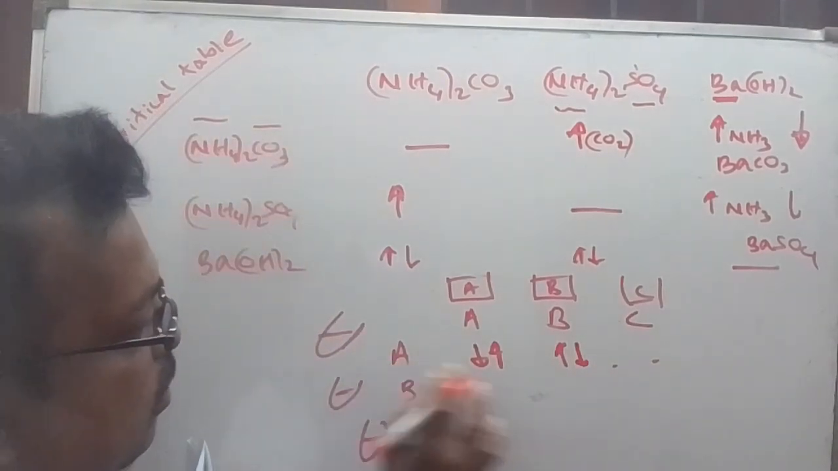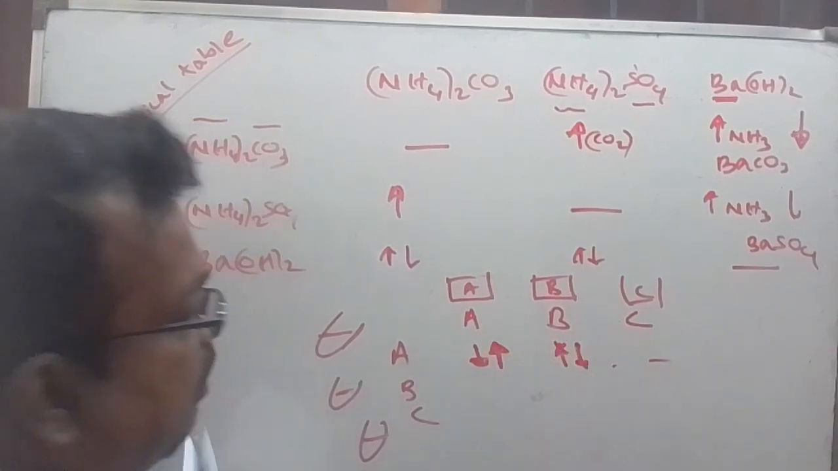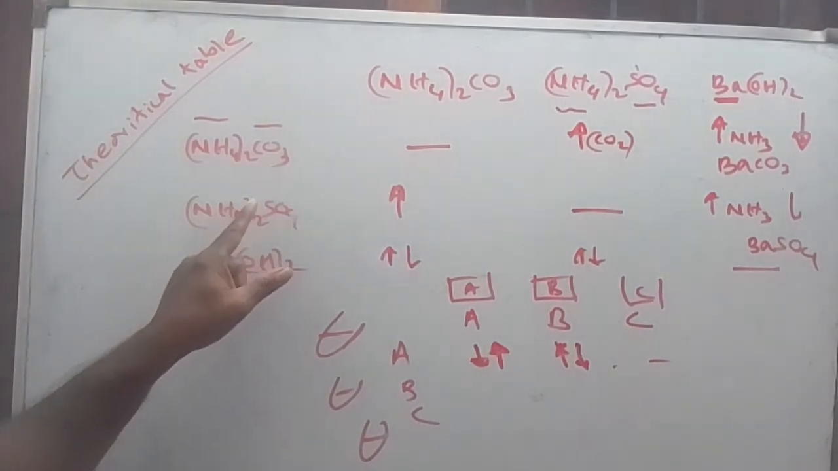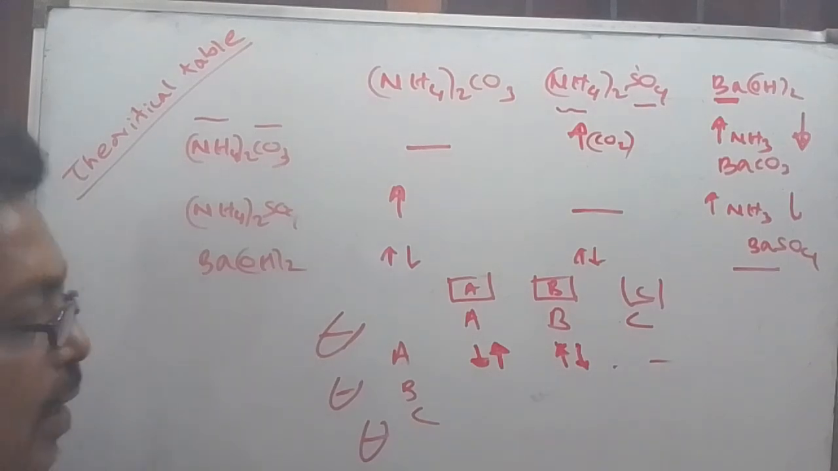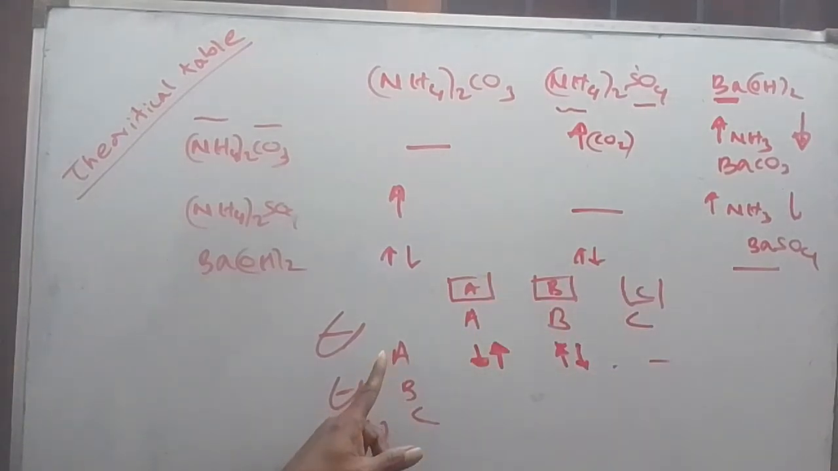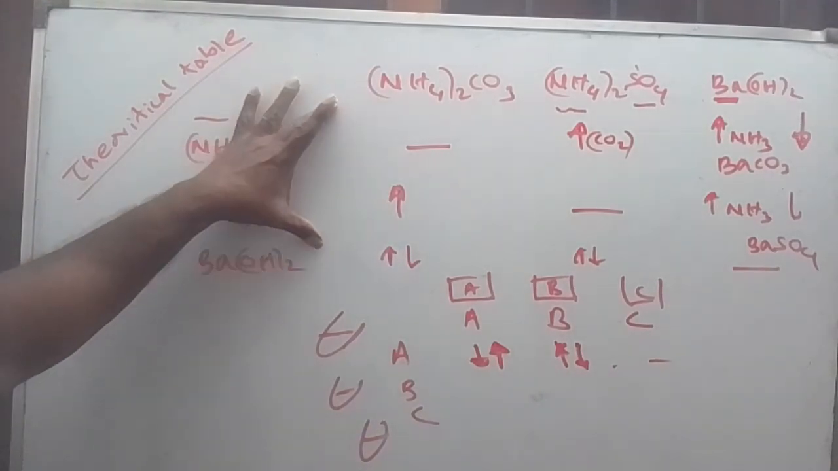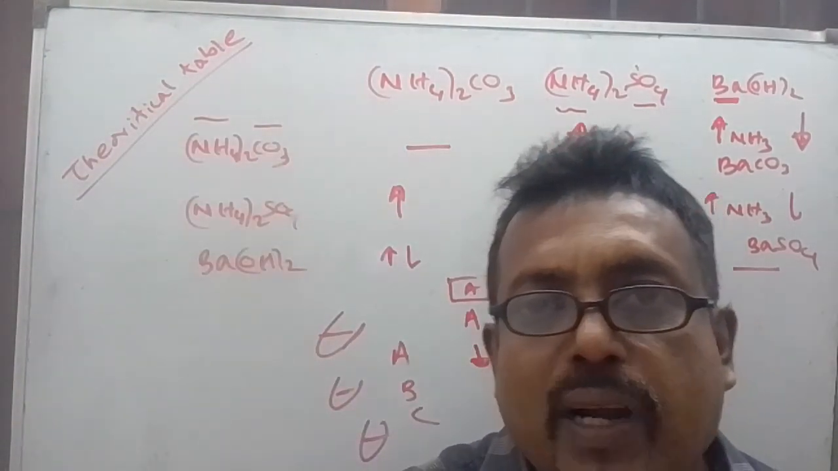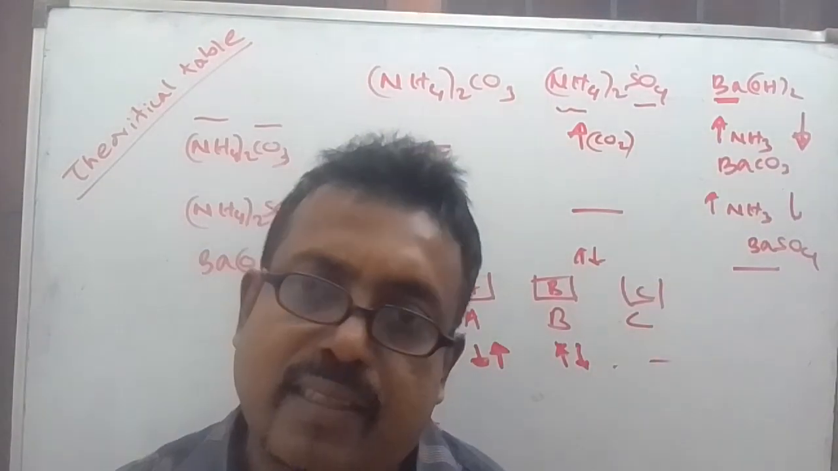upon the addition of A, you can see precipitate and gas evolution. Right? So here, it happened for the addition of barium hydroxide. According to the practical table, upon the addition of A, you can see precipitation and gas evolution. In the theoretical table, it happened for barium hydroxide. Right? So, what is A? A is barium hydroxide. So, this is the most logical answer that can be given.